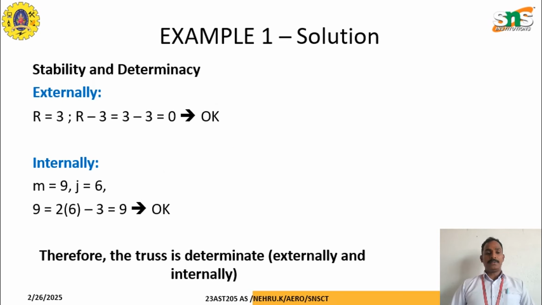For stability and determinacy, externally we have three reactions, so r minus 3 equals 3 minus 3, which is 0. Internally we have 9 members and 6 joints, so m equals 2j minus 3, which is 9. So the truss is determinate both externally and internally.